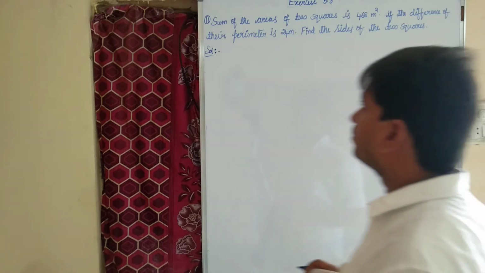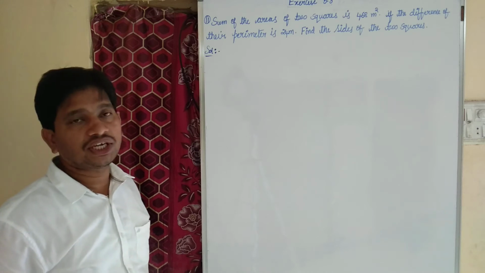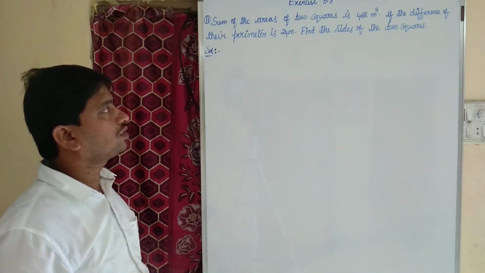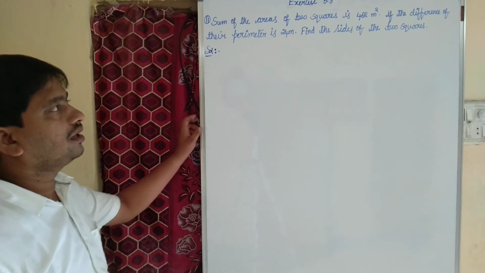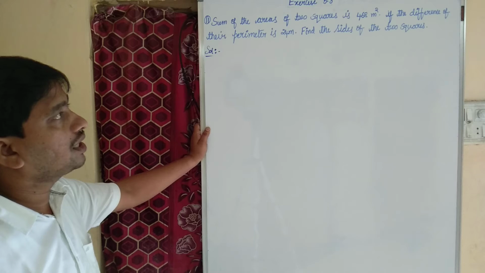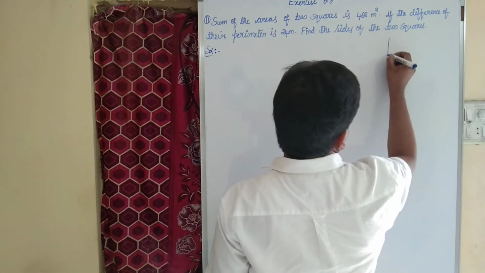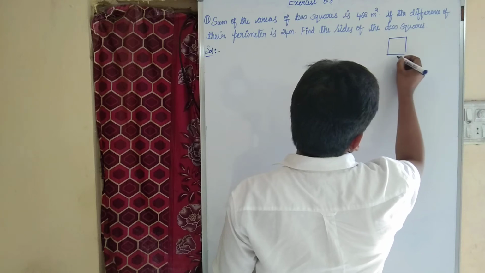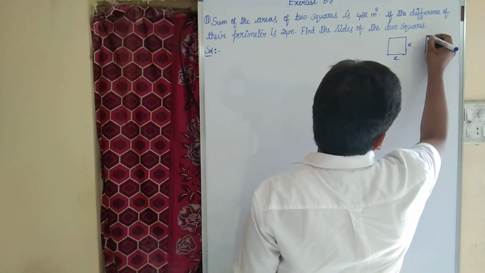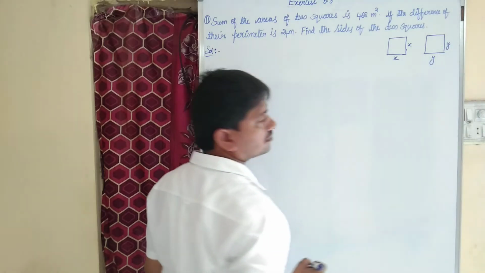Now coming to question number 11. The sum of the areas of two squares is 468 square meters. If the difference of their perimeters is 24 meters, find the sides of the two squares. We have two squares. This is square 1, let its side be x meters. This is our second square, let the side of the square be y meters.